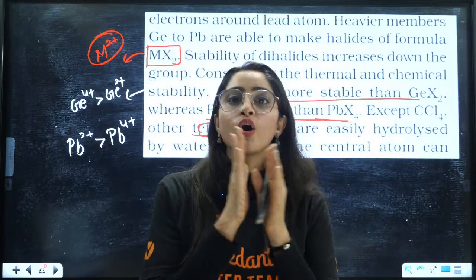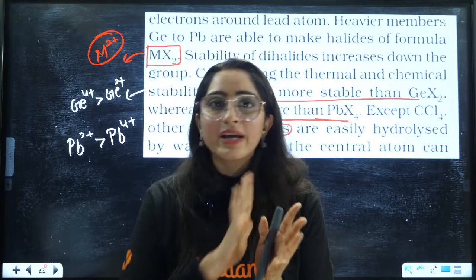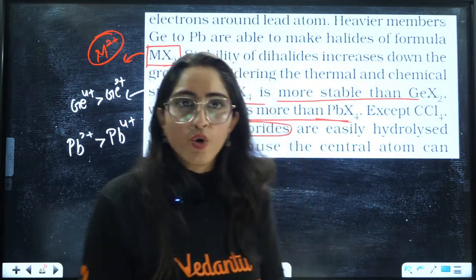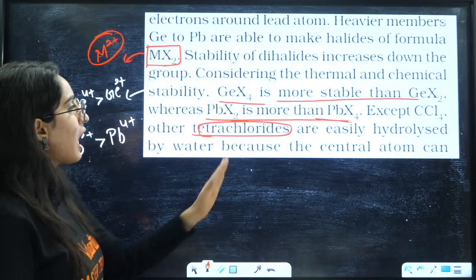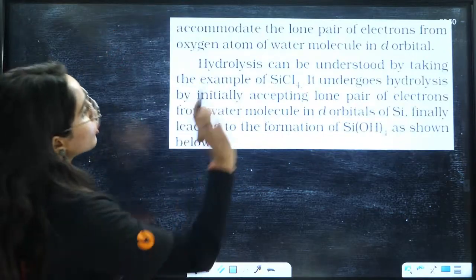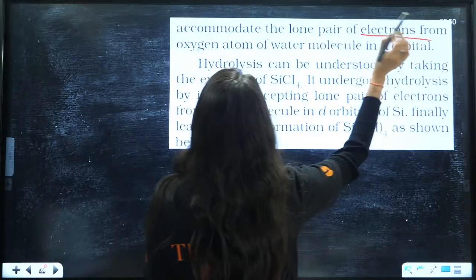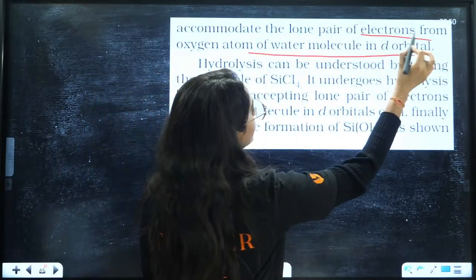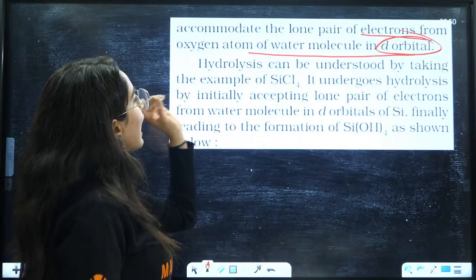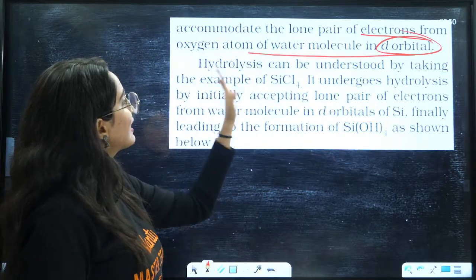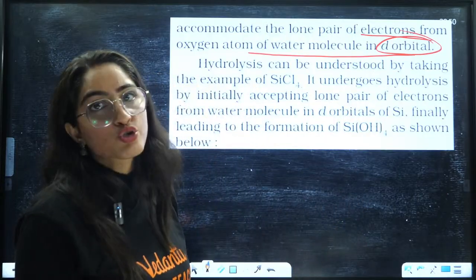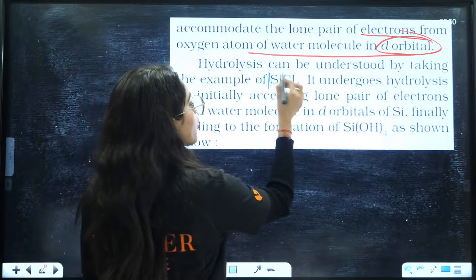The first element does not have any vacant d orbitals, so it will not be able to get hydrolyzed. Same reason. The others are easily hydrolyzed by water because the central atom can accommodate a lone pair of electrons from the oxygen of the water molecule in the vacant d orbital. Hydrolysis can be understood by taking the example of SiCl4, because carbon tetrachloride does not show any hydrolysis. This will show hydrolysis.